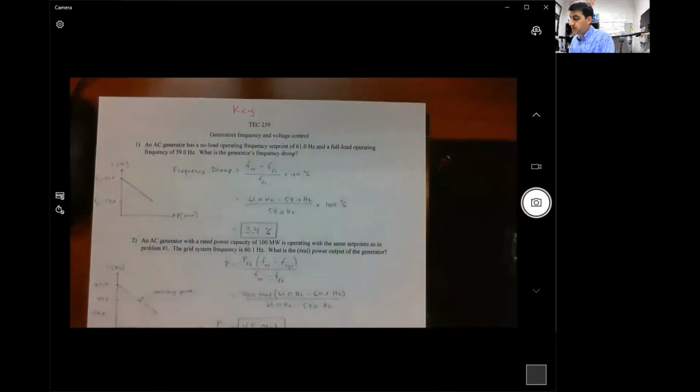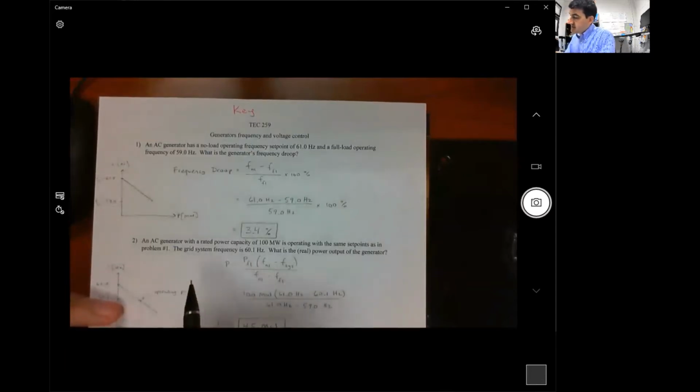Today we're going to talk about different classes or designs of generators, but first let's review the problem set from last time. So this was problem set number 16 about generator frequency and voltage control. So I'm going to switch over to my document camera. All right, the first three problems in problem set number 16 were about frequency control. And the next three problems were about voltage control.